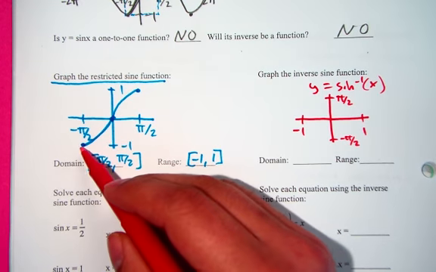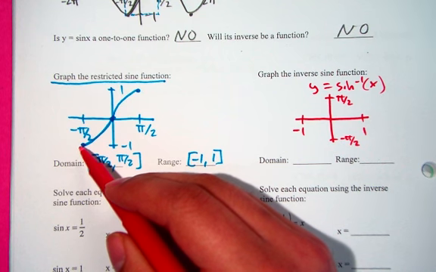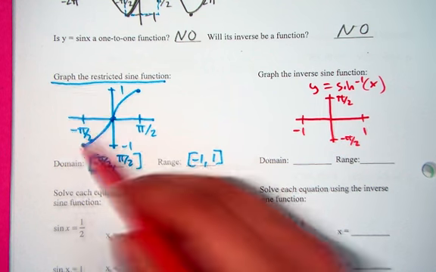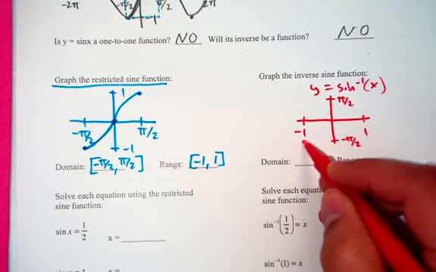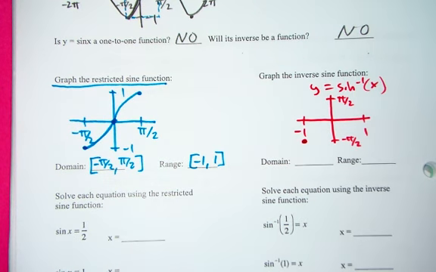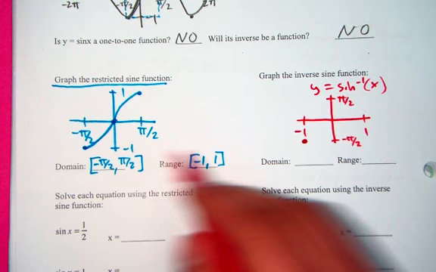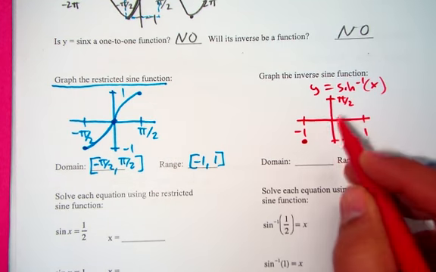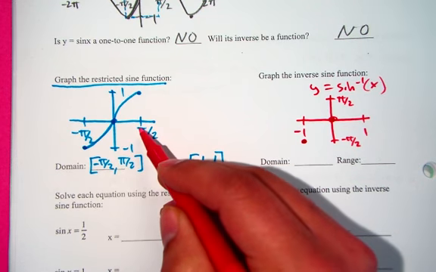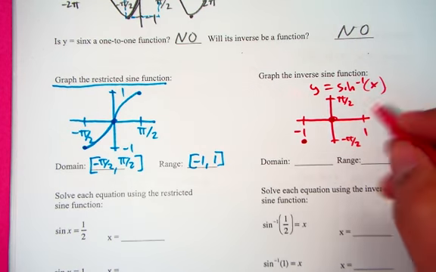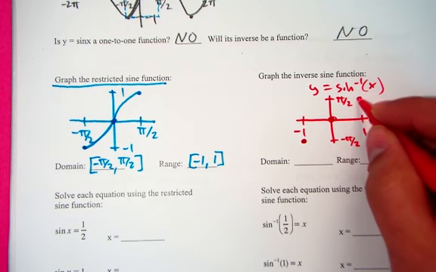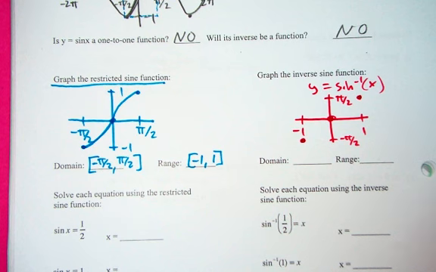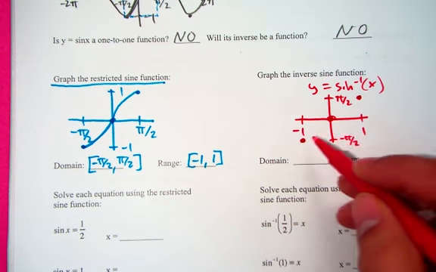And negative pi over 2 comma negative 1 becomes negative 1 comma negative pi over 2. So it actually looks like it's in the same spot, sort of, right? Different x and y values, but if you look at the picture, it's pretty much in the same position. 0, 0 goes to 0, 0. And then positive pi over 2 comma 1 goes to 1 comma pi over 2. Okay? Again, not a straight line.